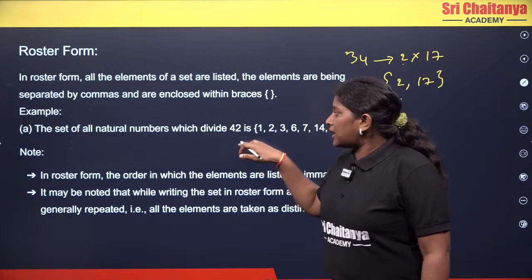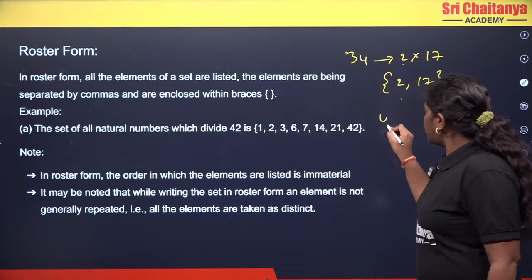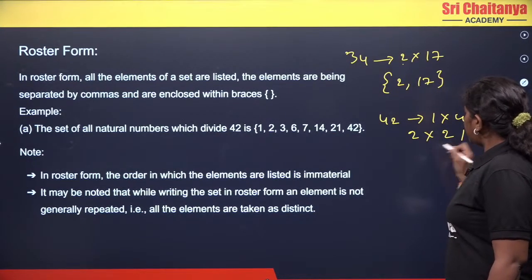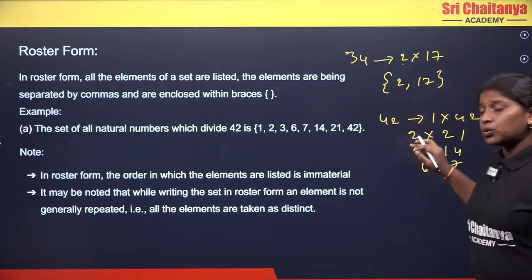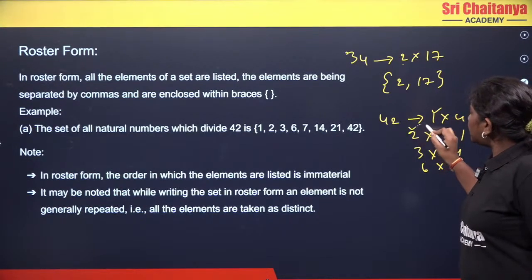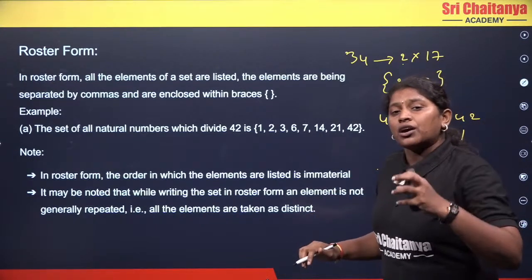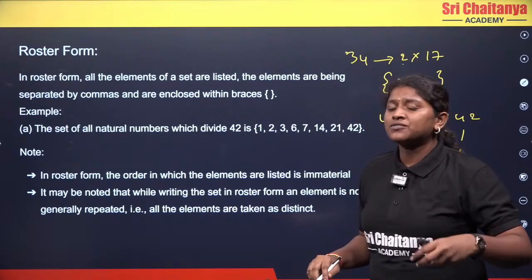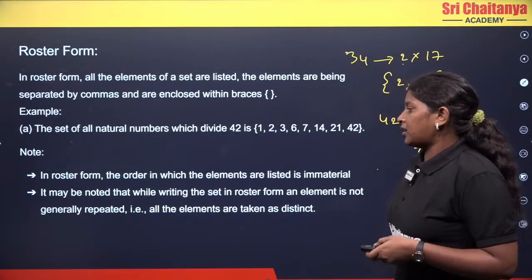Now the set of all natural numbers which divide 42. If you take the factors of 42, you will get 1 into 42, and 2 into 21, and next 3 into 14, and 6 into 7. So these all are the factors of 42. Now we will write the terms individually in our set. But in the roster form, we write each element only one time. We are not going to repeat the given terms in our roster form.